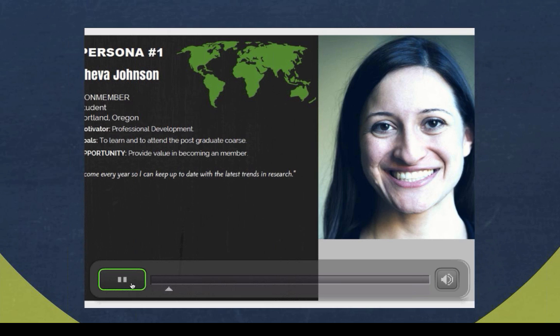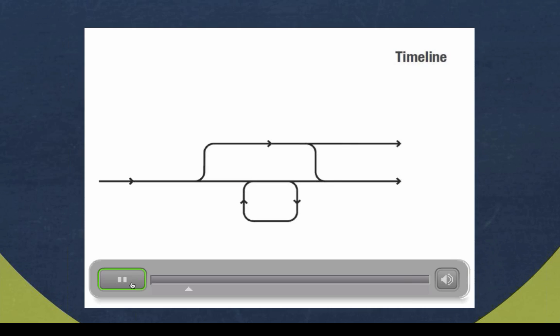Right, okay, so I'm going to play this forward here. I'm going to get to the next component, timeline.